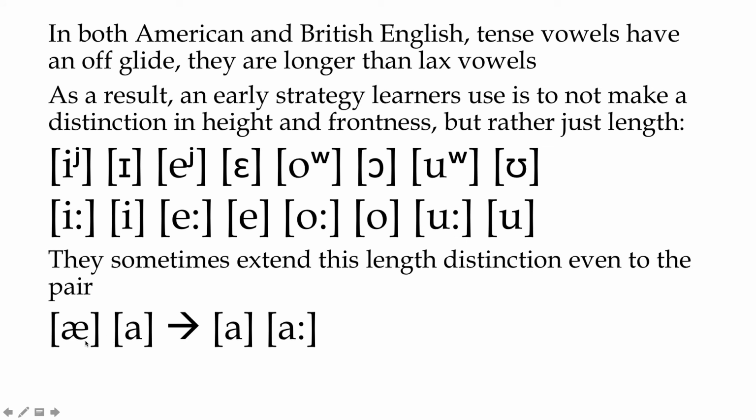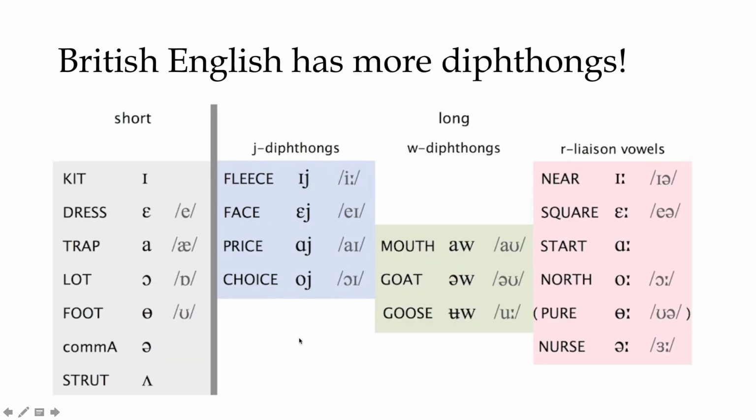Even sometimes they'll do this with the pair a and ah. They'll hear a as if it's a short ah, and then the regular ah will be longer. So hat and hot, instead of saying hat, hot, they'll say hat, hot. I put on my hat. It's hot outside, so they'll make that longer.